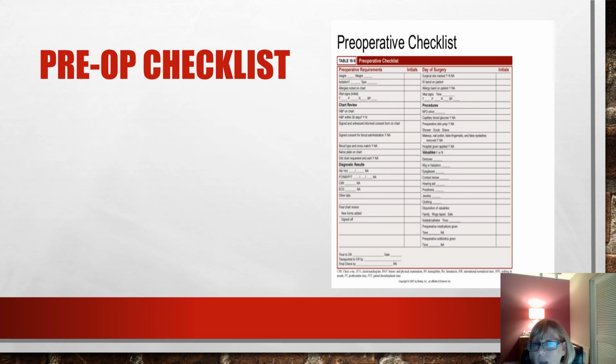One of the things under valuables, you want to ask about piercings. Do you have any piercings that I cannot see, and did you take them out? Really important because of the cautery that they use downstairs. Disposition of the valuables. Did they go home with a family member? And did you give any pre-op medications and what times? This is a very common pre-op checklist.